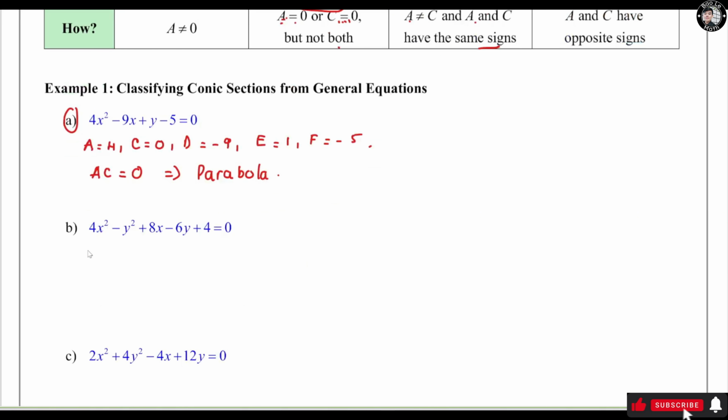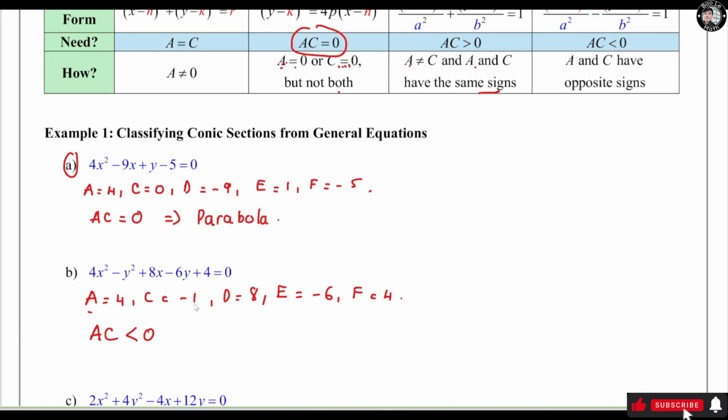Now question B. A equals 4, C equals negative 1, D equals 8, E equals negative 6, and F equals 4. A times C is less than 0, because 4 times negative 1 is negative 4, less than 0. It falls into this case right here, so this one represents the hyperbola.